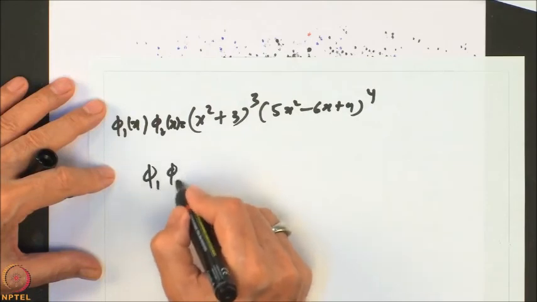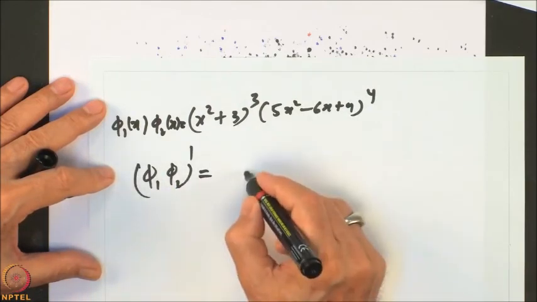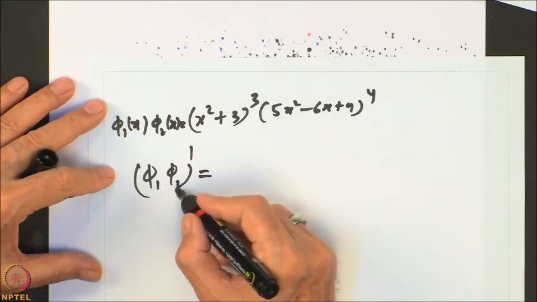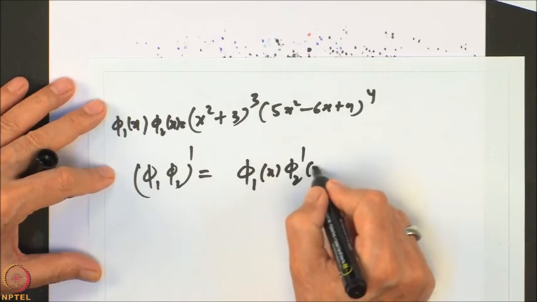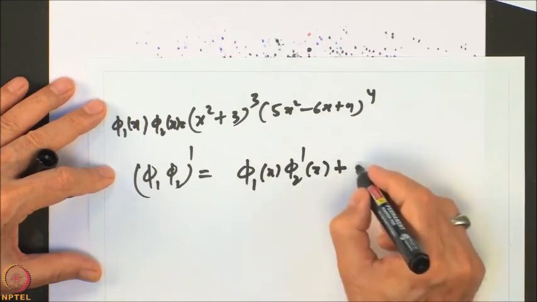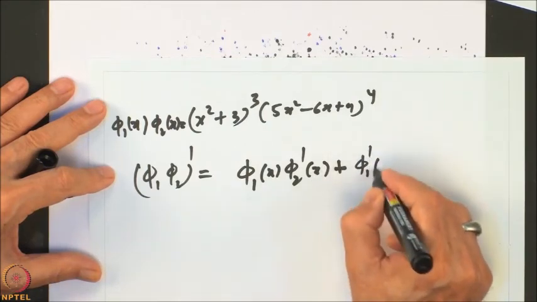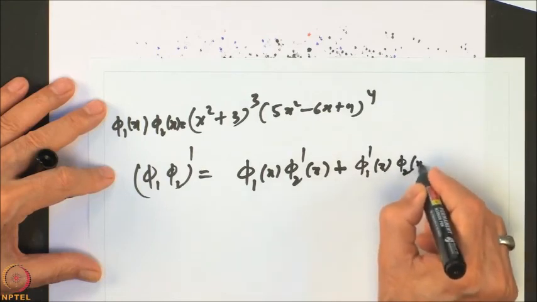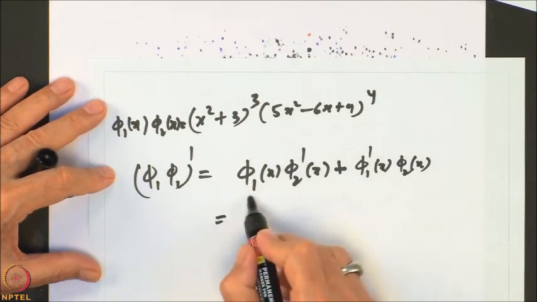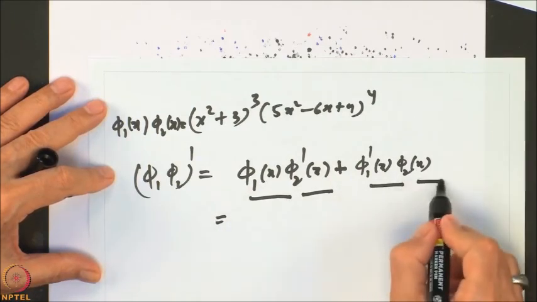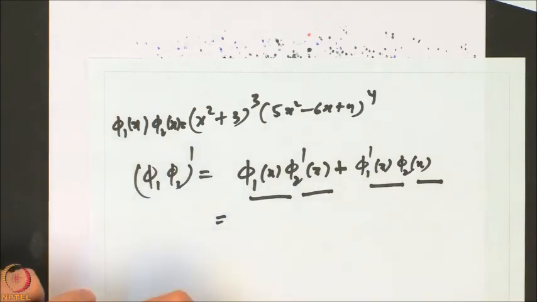So phi 1, phi 2 derivative will be equal to, you can call this as first function into derivative of second, phi 1 of x into phi 2 dash of x plus phi 1 dash of x into phi 2 of x. So here I am using the product rule, and now we can put down the values of phi 1, phi 2, phi 1 dash and phi 2 dash that we have already computed. So this is the way we calculate the derivative of complicated functions using our limit rules.